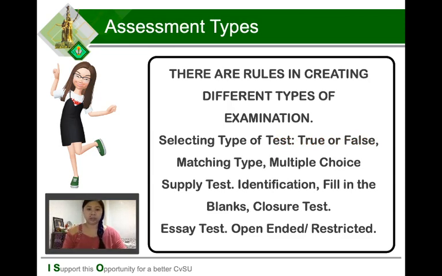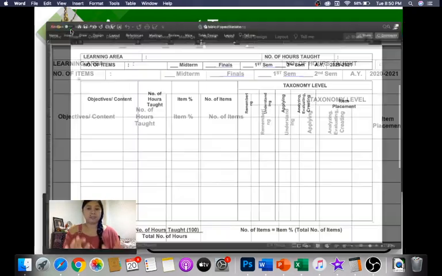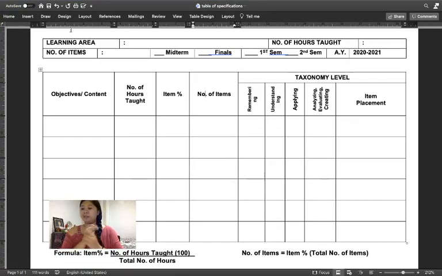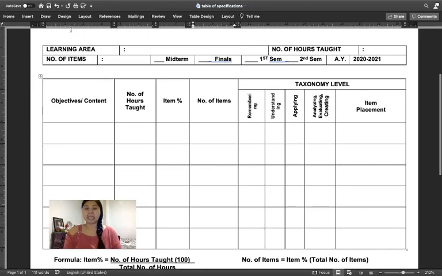So let me switch first. So for example, this is our table of specifications. We have our letterhead on top. Okay, let me take the Philippine literature as an example. So we begin with the learning area. We write here, Philippine literature. Number of hours taught, assuming that you taught the subject for 8 hours. The number of items, later maybe we can discuss that.